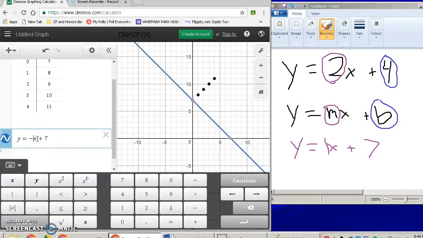Now, what if we made it 2? It's going to move back. Or what if we made our slope 7? Now we just made it really, really steep.